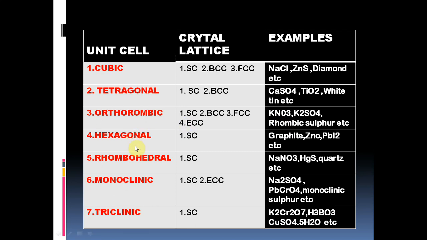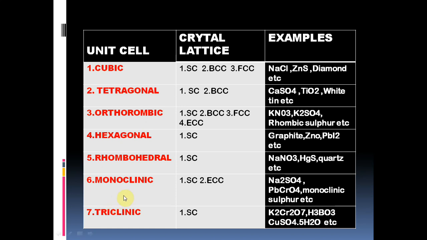Then the fourth one is hexagonal. So hexagonal exists only in the simple type. And examples are graphite, zinc oxide, lead iodide, etc. The fifth one is rhombohedral. Rhombohedral only exists in the simple type. And the examples are sodium nitrite, mercuric sulfide, quartz, etc.